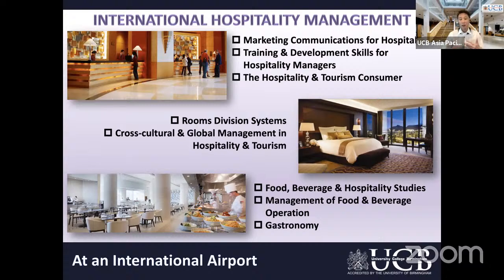So therefore, the human interaction is very important. So training and development actually gives you the skills to become a manager for hospitality. The next one is the room division. The room division is to ensure that the reservation system and the housekeeping correlate together, so that when you check in, the room is available. All these are some of the areas that you'll be studying if you're on this course.